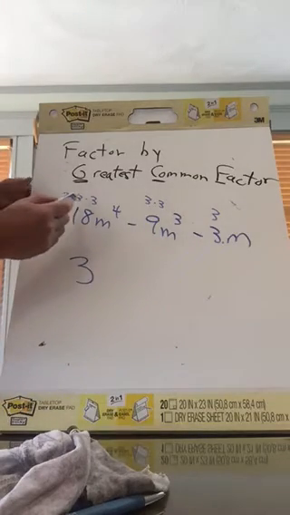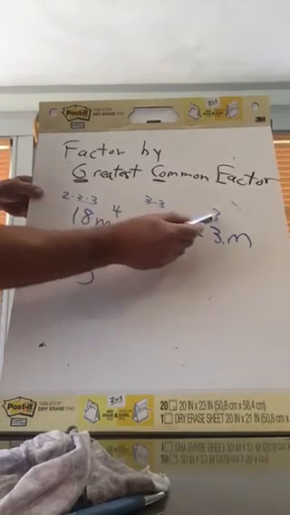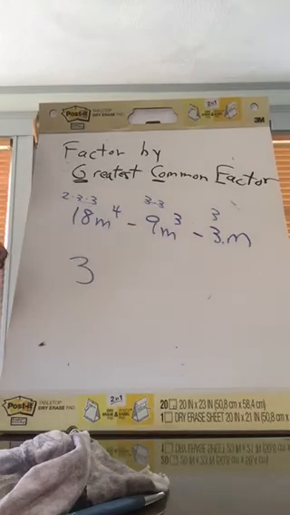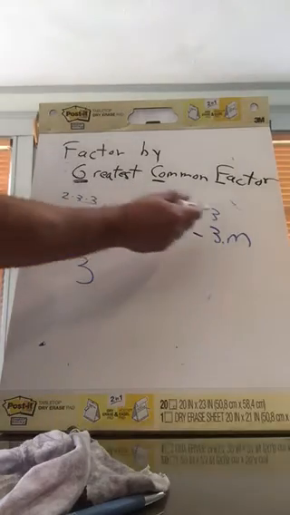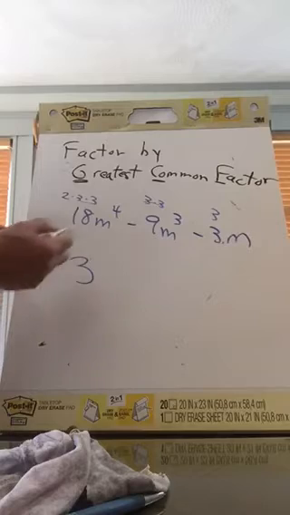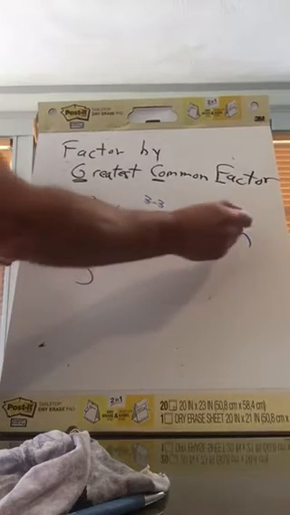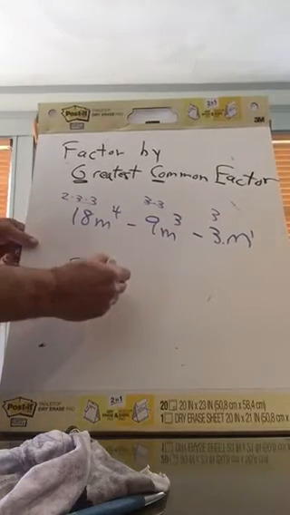How many 3's do they have in common? Well, that is 2, that is 2, that only has 1. So the most they have in common is 1. You take out the smallest number of them, so it's just one 3. Same with m's. You take out the smallest exponent, so it's just m to the 1.